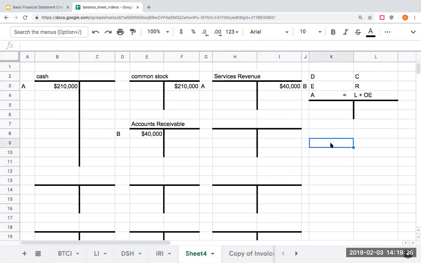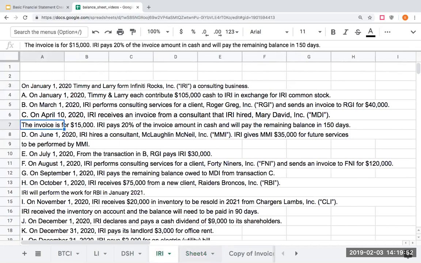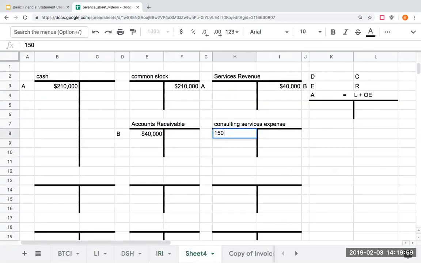This is what we call a consulting services expense. So right here, we're going to have consulting services expense. We hired Mary David Inc. to do services for us, and so therefore, regardless of whether or not we've paid the cash, remember the cash has really nothing to do with it. If I've received the benefit of the services, then I need to record the expense. So the invoice amount is for $15,000. So I'm going to show this here for 15 grand.